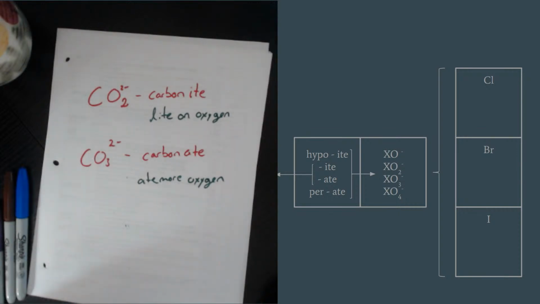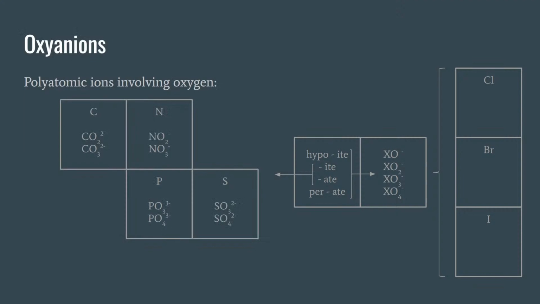Okay, so next up. This same pattern holds for all of these guys over here on the left. NO2 1 minus is nitrite. NO3 1 minus is nitrate. Phosphite, phosphate. Sulfite, sulfate. Now, it's a different number of oxygens: 2 and 3, 2 and 3, 3 and 4, 3 and 4. Nevertheless, the ion that has 1 less oxygen is ite. The ion that has 1 more oxygen is ate.